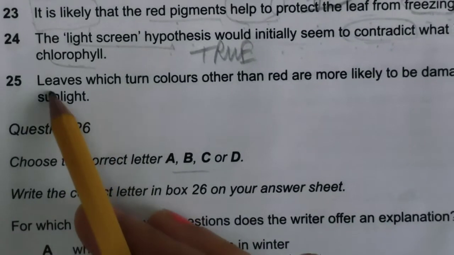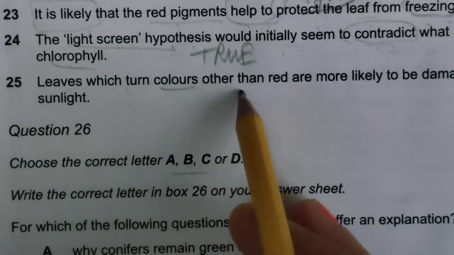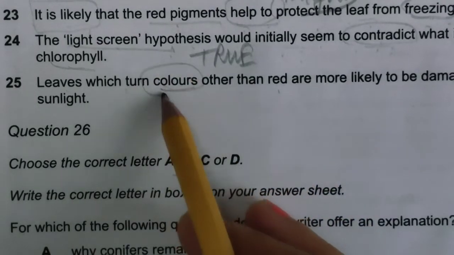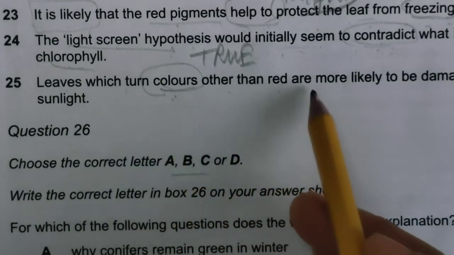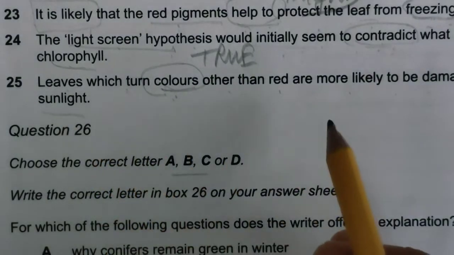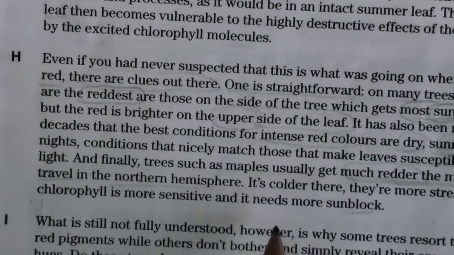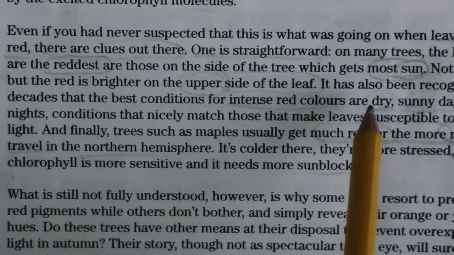Okay, then 25th: leaves which turn colors other than red. It means red, yellow and orange they are talking about. Other than red are more likely to be damaged by sunlight. Okay, other than red. So of course, fill in the blanks.